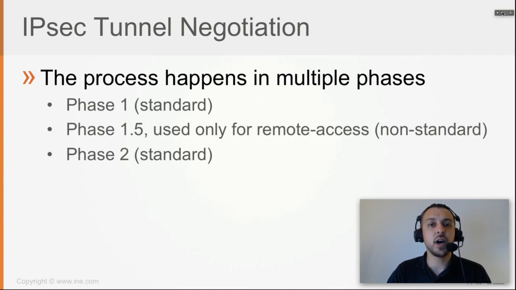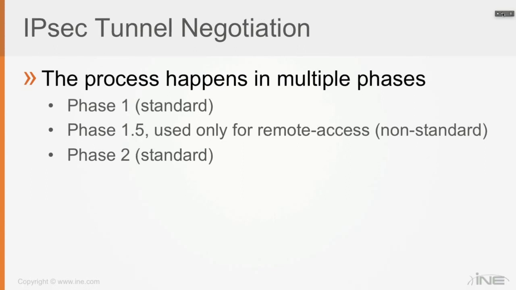Now phase 1.5 is only used for remote access VPNs in order to authenticate the user, like via username and password, and for a lot of other reasons. But phase 1.5 was not a standard in IKEv1, which of course created a lot of problems with inter-vendor interoperability.